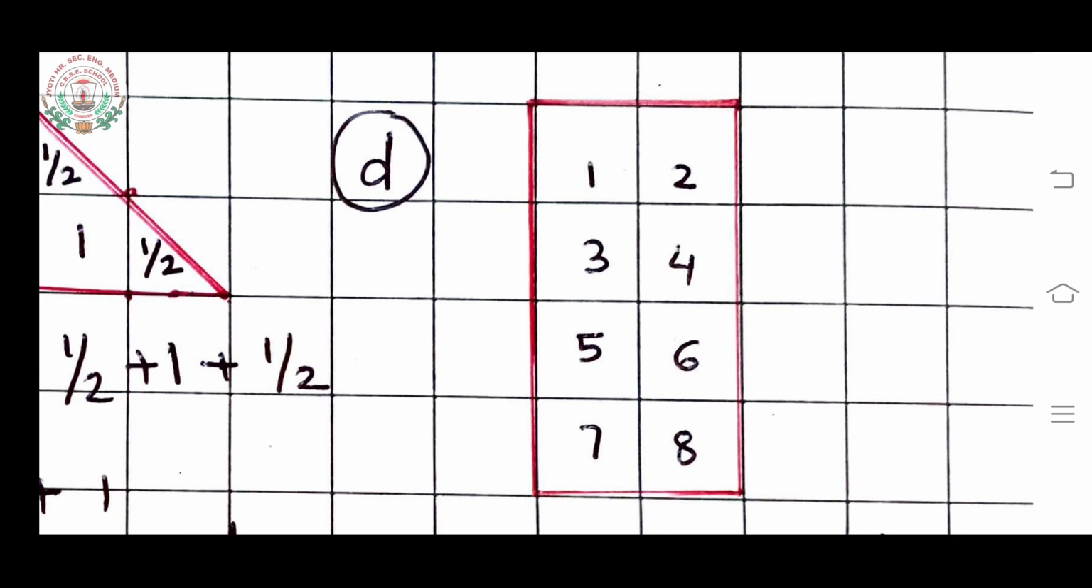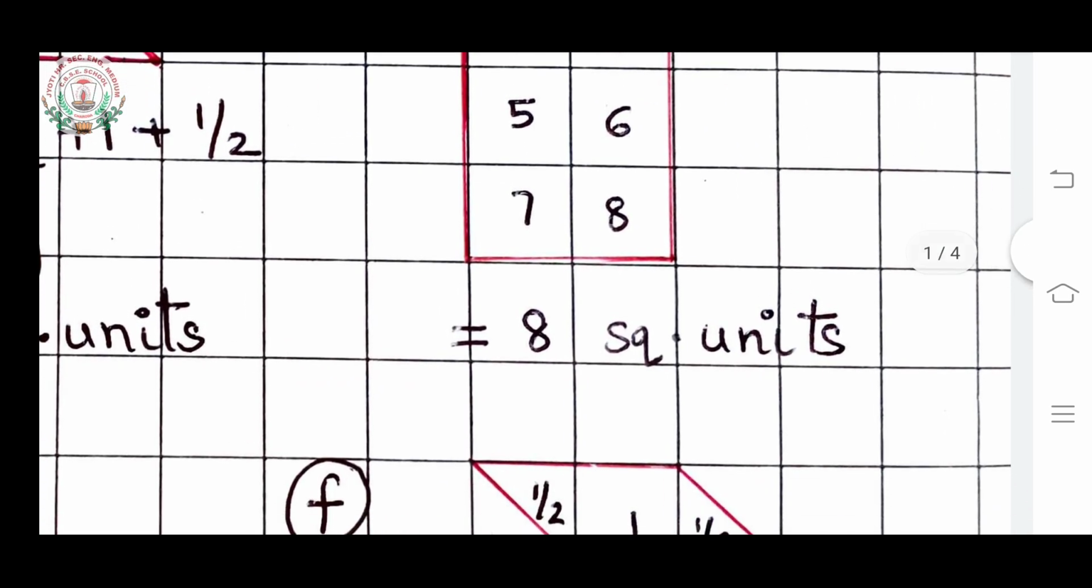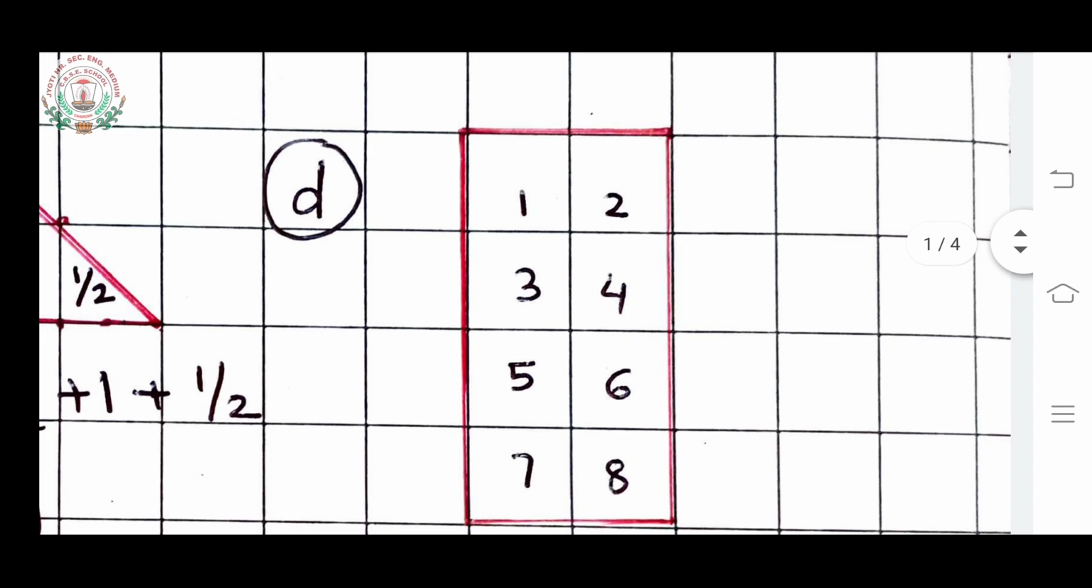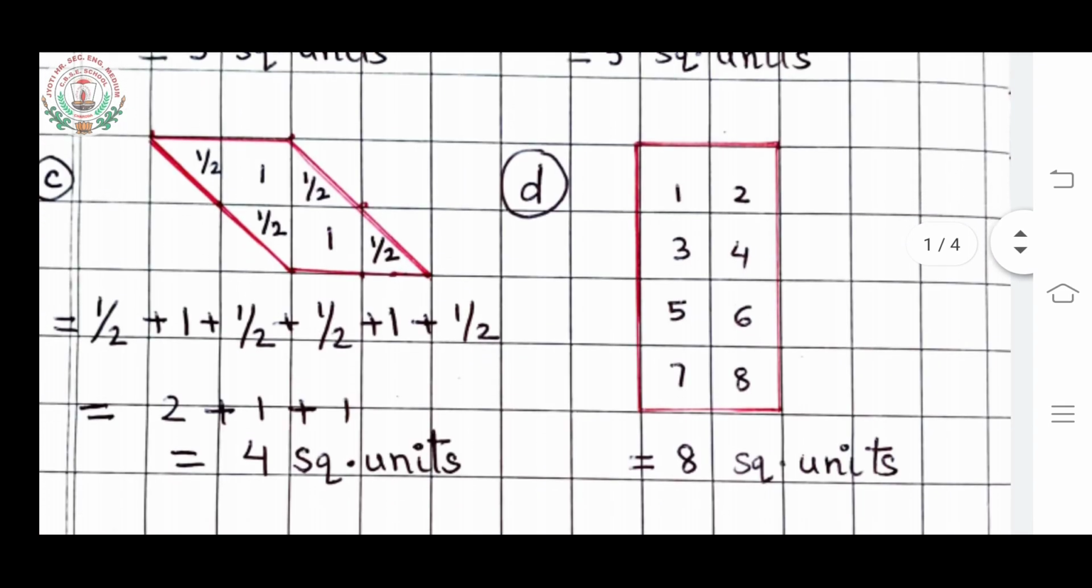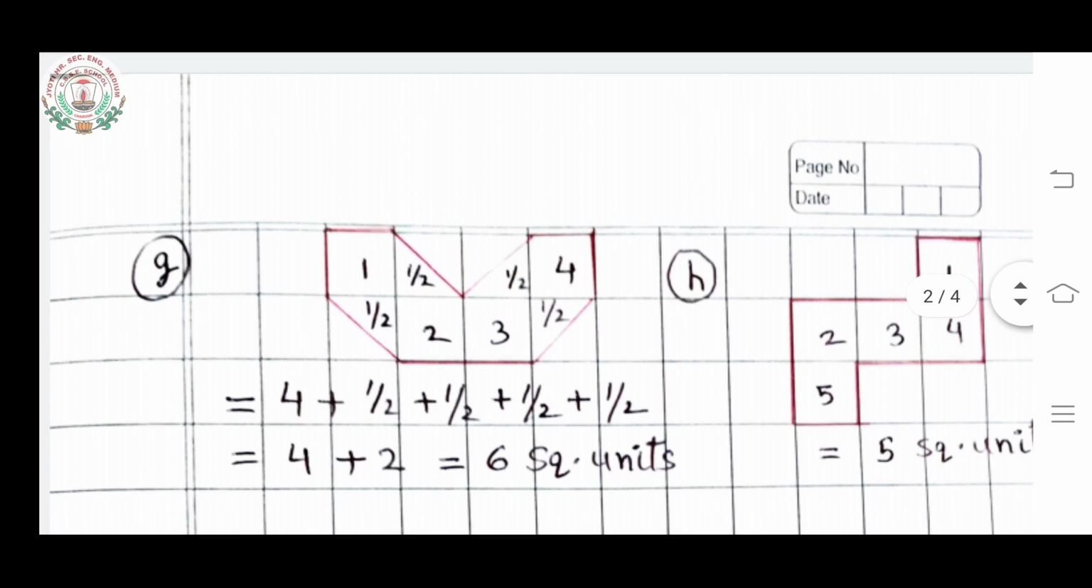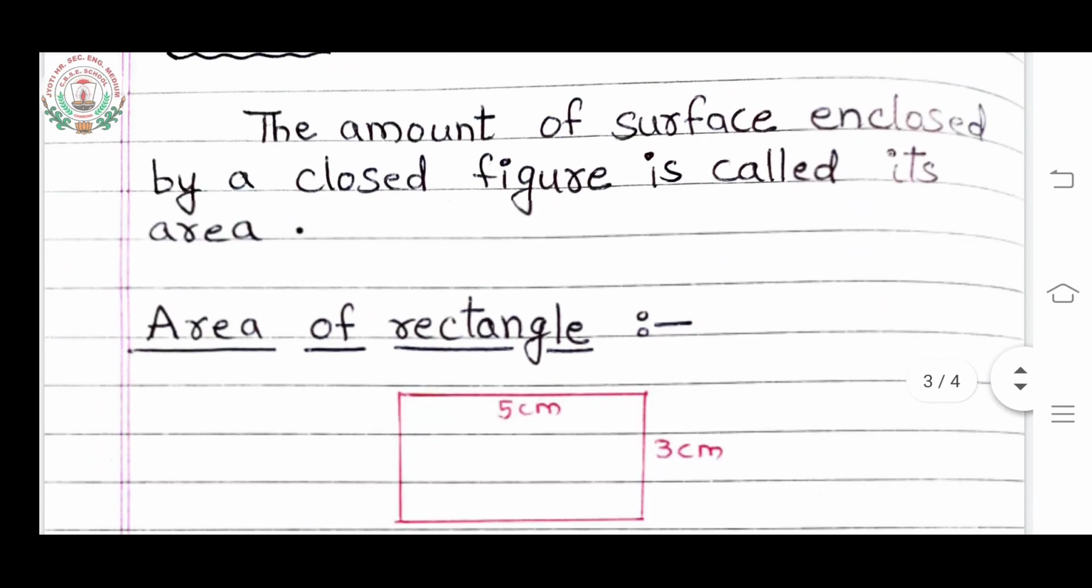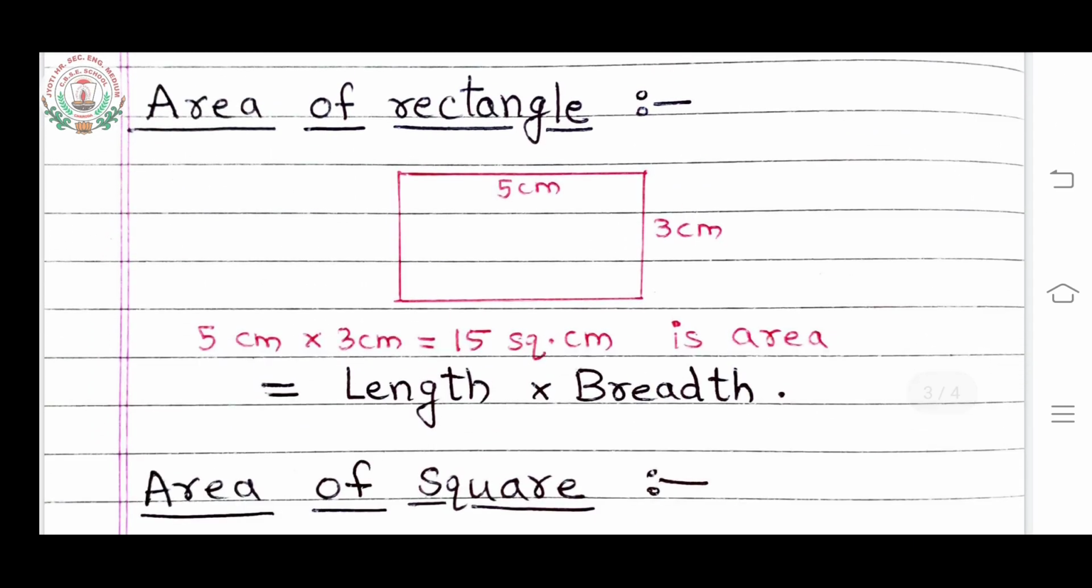So 2 into 4 is 8, and 4 into 2 is 8. चाहे लेंथ को इधर रखो ब्रेथ को उधर, या पहले ब्रेथ फिर लेंथ, no problem. 2 into 4 is also 8, 4 into 2 is also 8. So total you got 8 square units as the area. So that means the length into breadth is the area of rectangle. This is the rectangle. So length into breadth is the formula for area of rectangle.